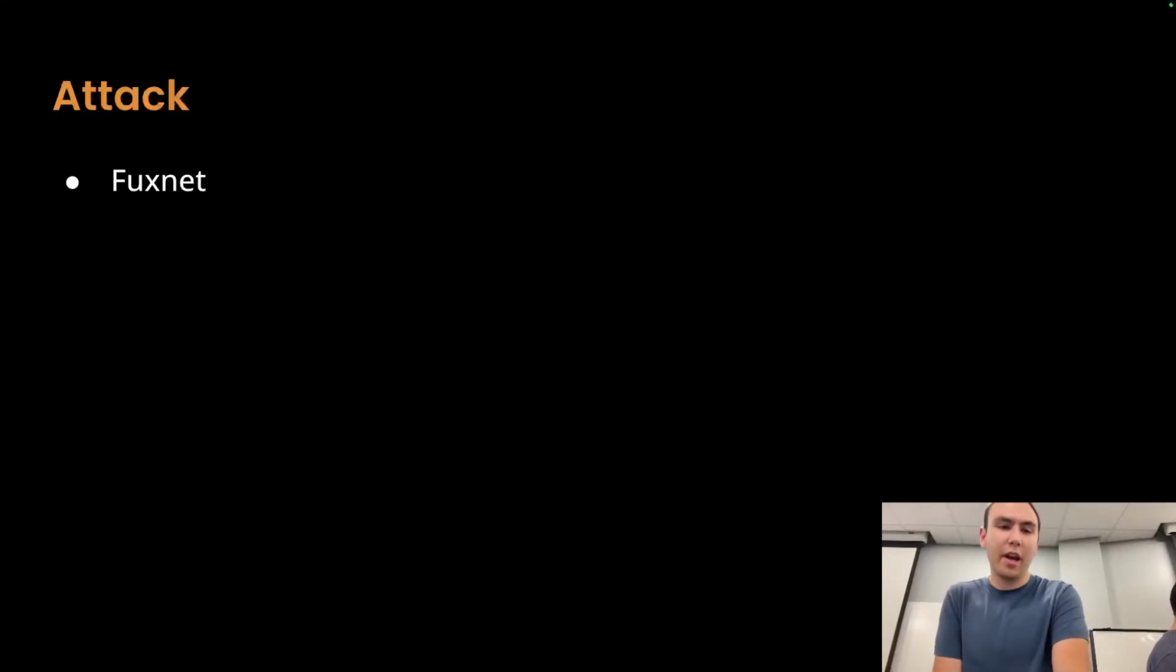Some attacks that have actually gone after sensors, mainly sensors, not really actuators, and we'll talk about why when we're talking about safety instrumented systems, but we have FuxNet, which is not Stuxnet.